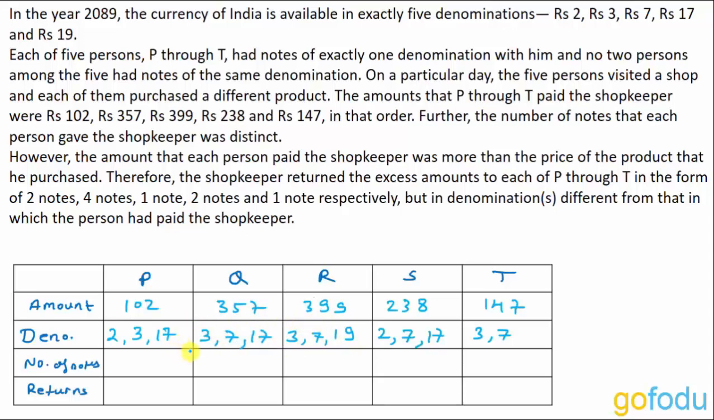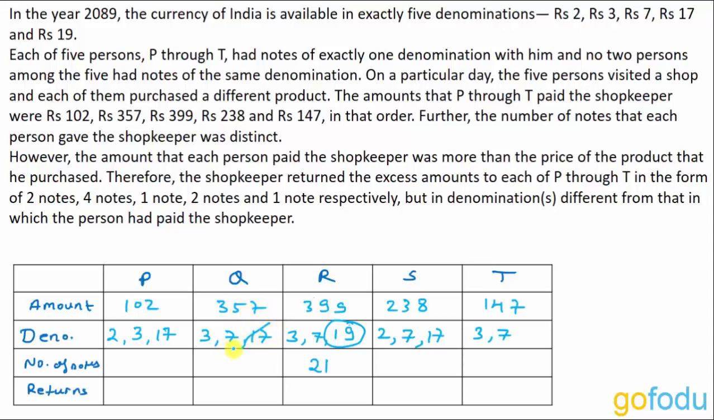So these are the possible denominations in which these respective amounts could be paid. Now if you observe, 19 is appearing only once, that is here for R, and it is appearing nowhere else. So it is definite that R paid in the denomination of 19, and the number of notes he paid will be 19 into 21 is 399. So R must have paid 21 notes to the shopkeeper. Now if R has already paid 21 notes, no other person can pay 21 notes to the shopkeeper, because the number of notes that each person gave the shopkeeper was distinct. So here 17 into 21 is 357.